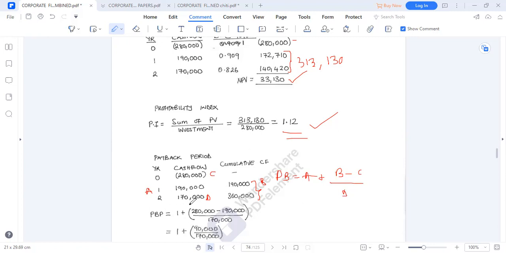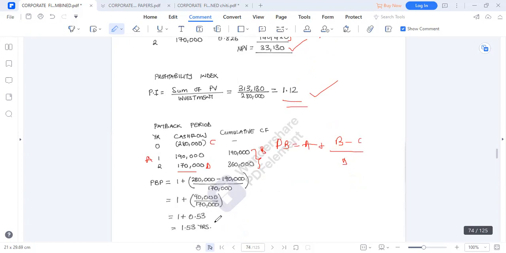So 1 point something. Then the 190, how much is remaining before we get our amount paid? So we have a 90 to get to 280. Then the next cash flow will be what we'll be dividing by, divide by 170. So this gives us 1.53. So this is our payback period. Please, if you want to put it in months, you multiply this by what? By 12. You don't say 1 year, 5 months. No, it's wrong. If you're not sure, just leave it as 1.53.